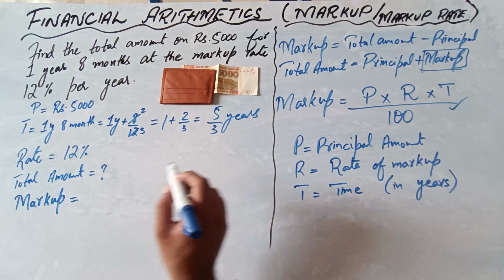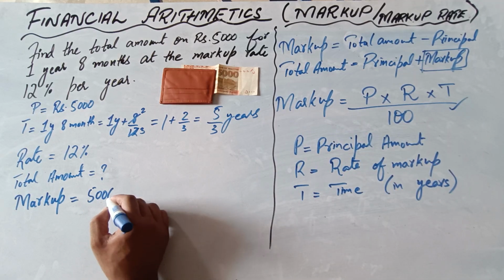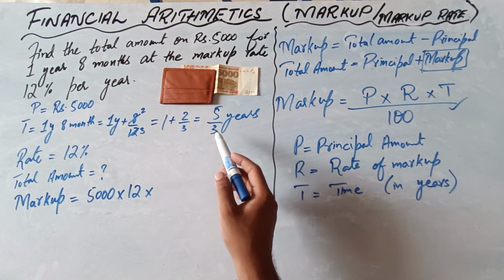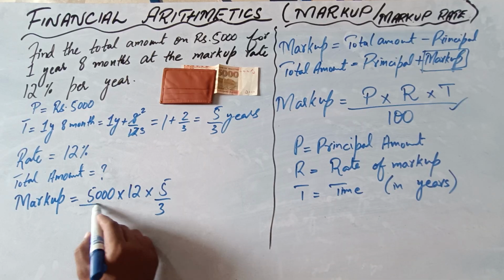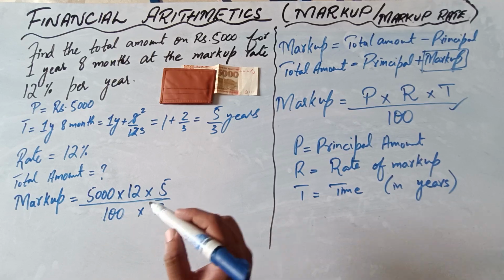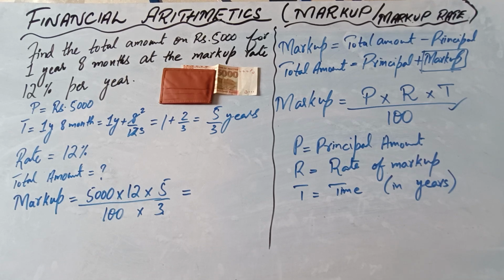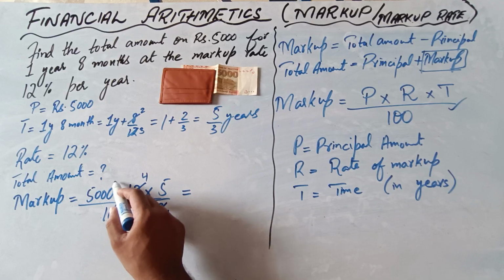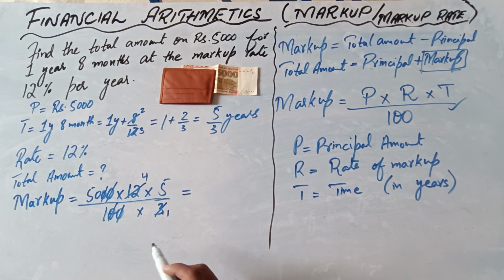Markup is equal to PRT upon 100. P means 5,000. R, rate, is 12%. Time is 5 upon 3 years. So let's put 5 upon 3 divided by 100. So this 100 will multiply by 3 ultimately. So what would it become? Let's simplify it. 3 ones are 3, 3 fours are 12. 2 zeros go out with 2 zeros. So what we are left with, 5 fours are 20. 25s are 100.